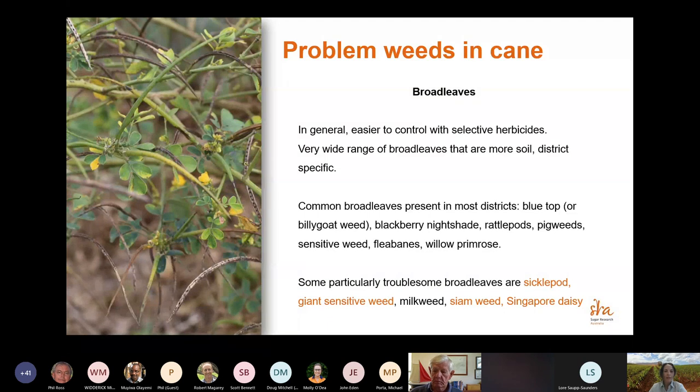Some of them are particularly troublesome, and we can cite cheese weed, the giant sensitive weed, the milkweed, the siam weed, and the Singapore daisy. Again, the ones in red are category 3 invasive weeds under the Biosecurity Act, so the landowner needs to take specific action to control them and not move them to a different paddock.